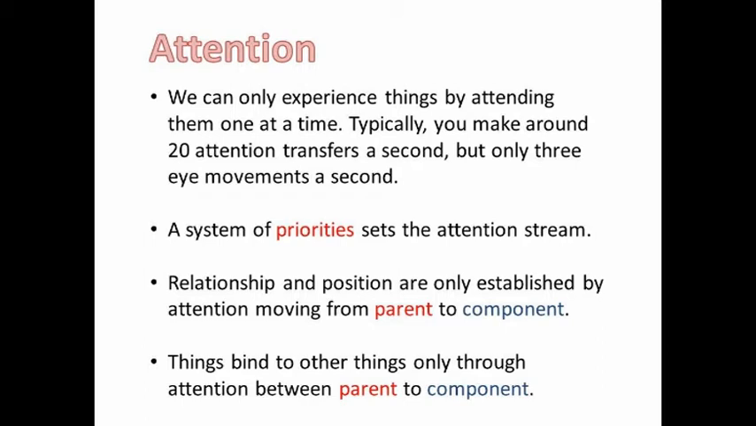In this one, it says, first of all, let us understand ourselves. Our mind can only experience things by attending to them one at a time. So anything, if we want to understand it, we have to break it into each event and say, okay, I understood it, I got it. Typically, you make around 20 attention transfers a second. So the maximum you can understand is 20 things a second, which is, in computer terms, very slow, but okay, that's fast enough for us.